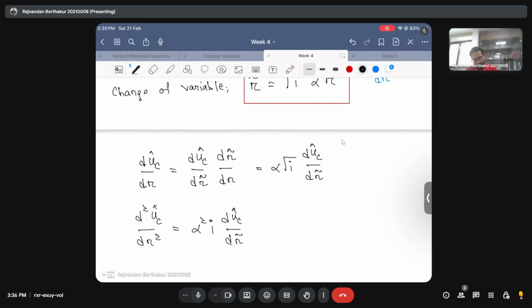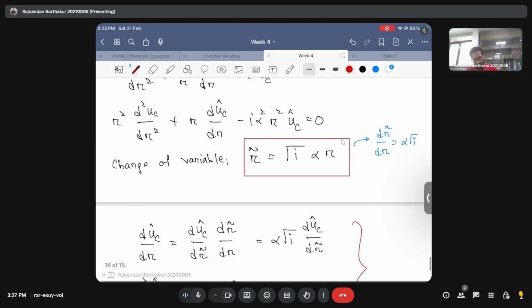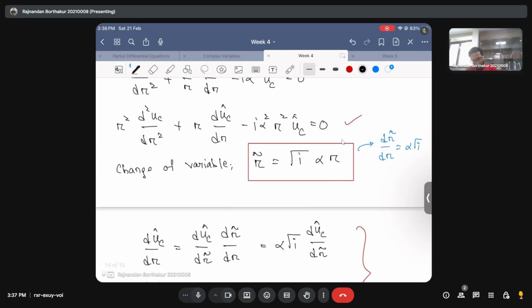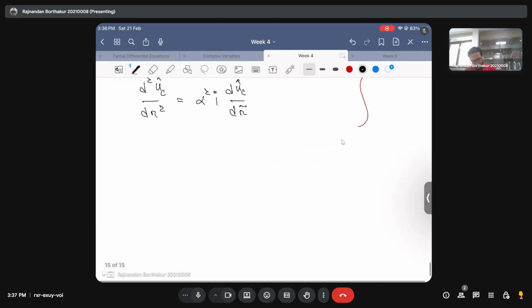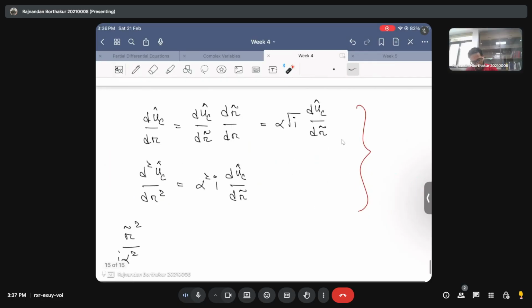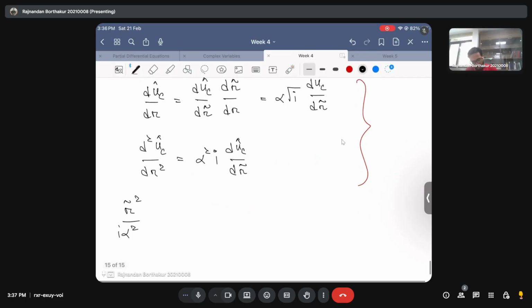Okay, so that's it. Let's now just substitute these change of variables into this equation. So then what will we get? r squared is going to be r tilde squared divided by this term, so I will have r tilde squared by I alpha squared. And d2 uc by dr2 is going to be this term, alpha squared I times d2 uc hat by dr tilde squared.